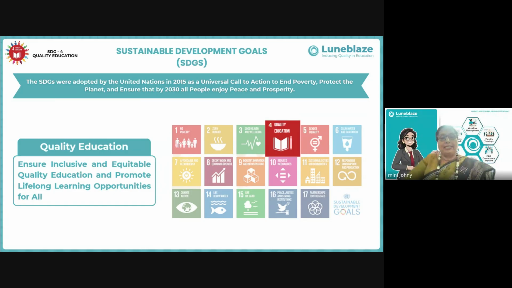Dear teachers, you can see all these 17 goals are integrated in our curriculum as a part of our studies. This will bring about sustainability, and our students will be learning more about SDGs in their day-to-day life. How can they bring sustainability into their everyday life? Shall we go to the next slide, Smriti?